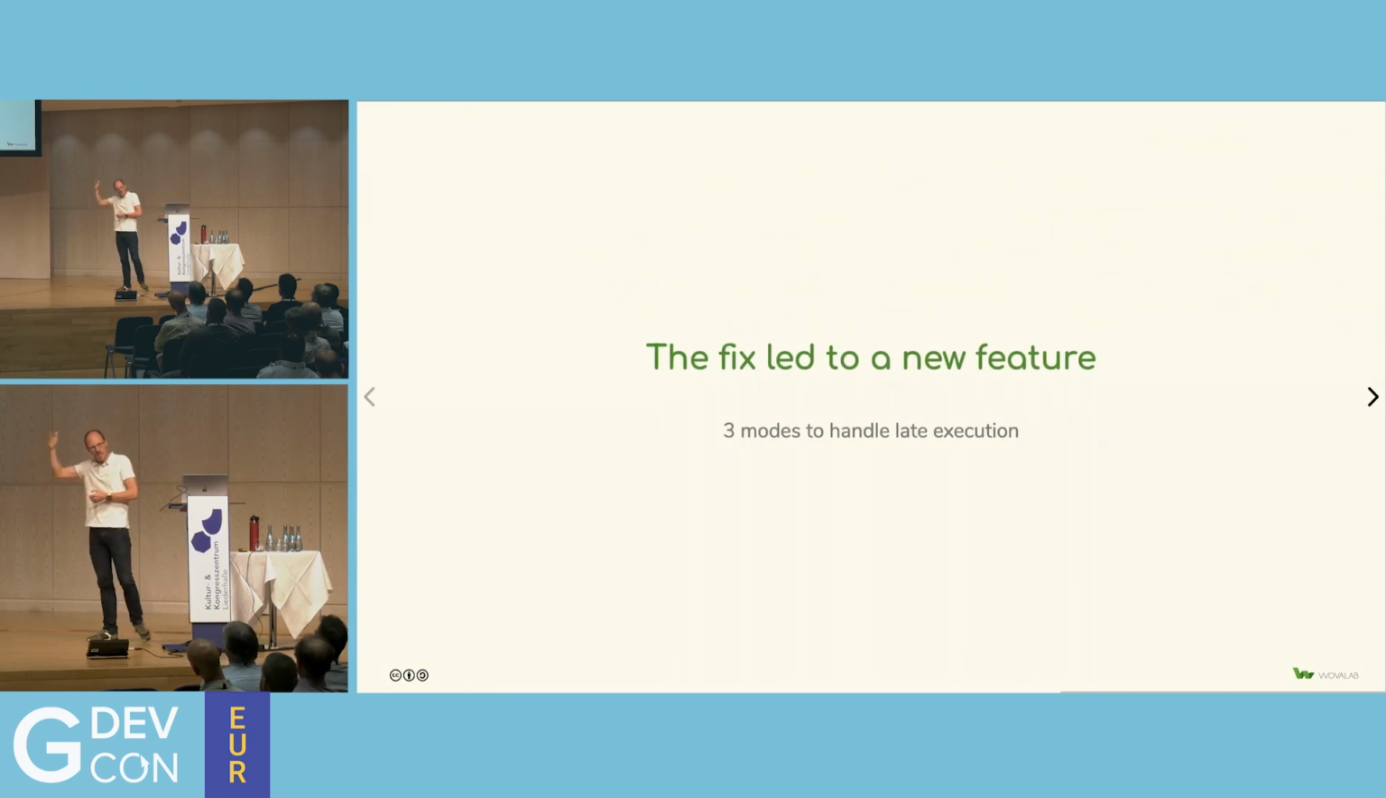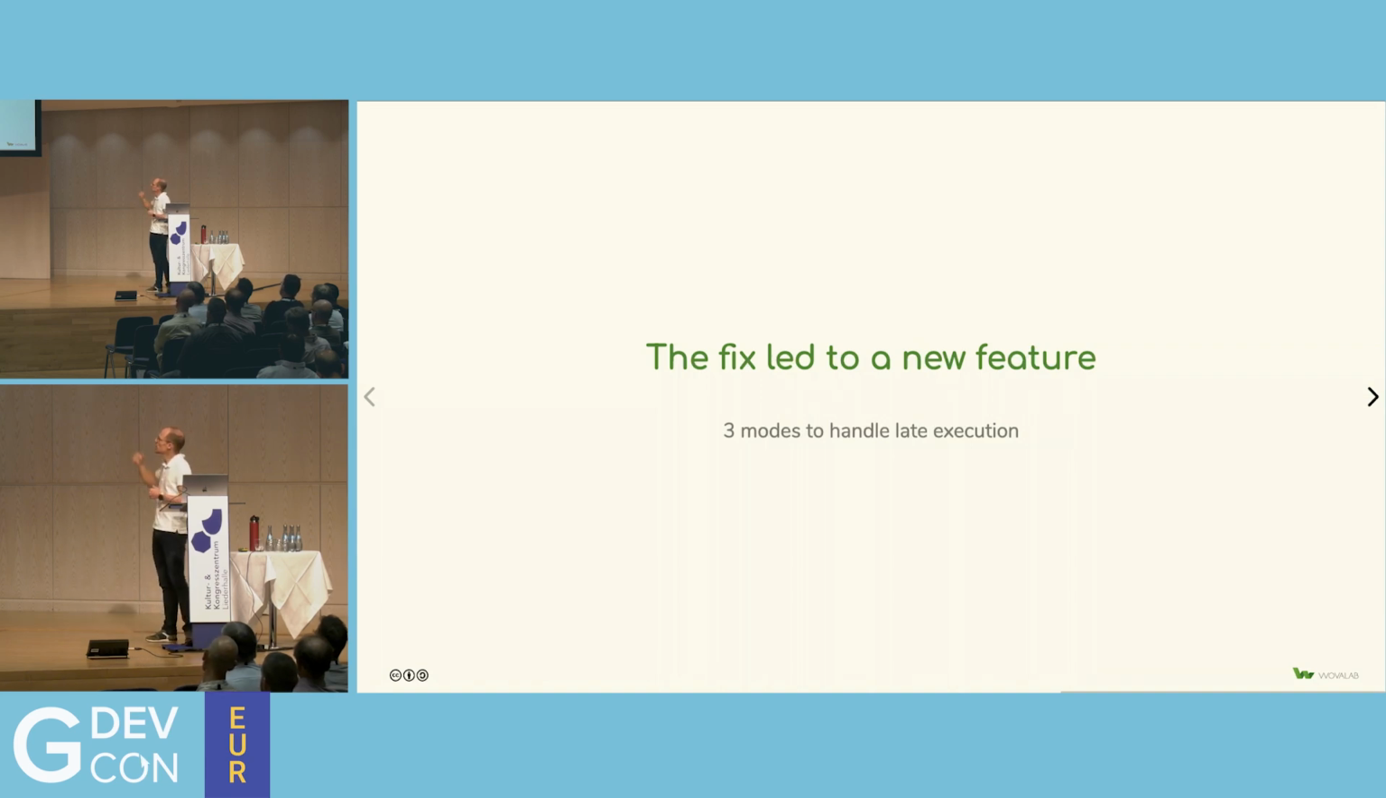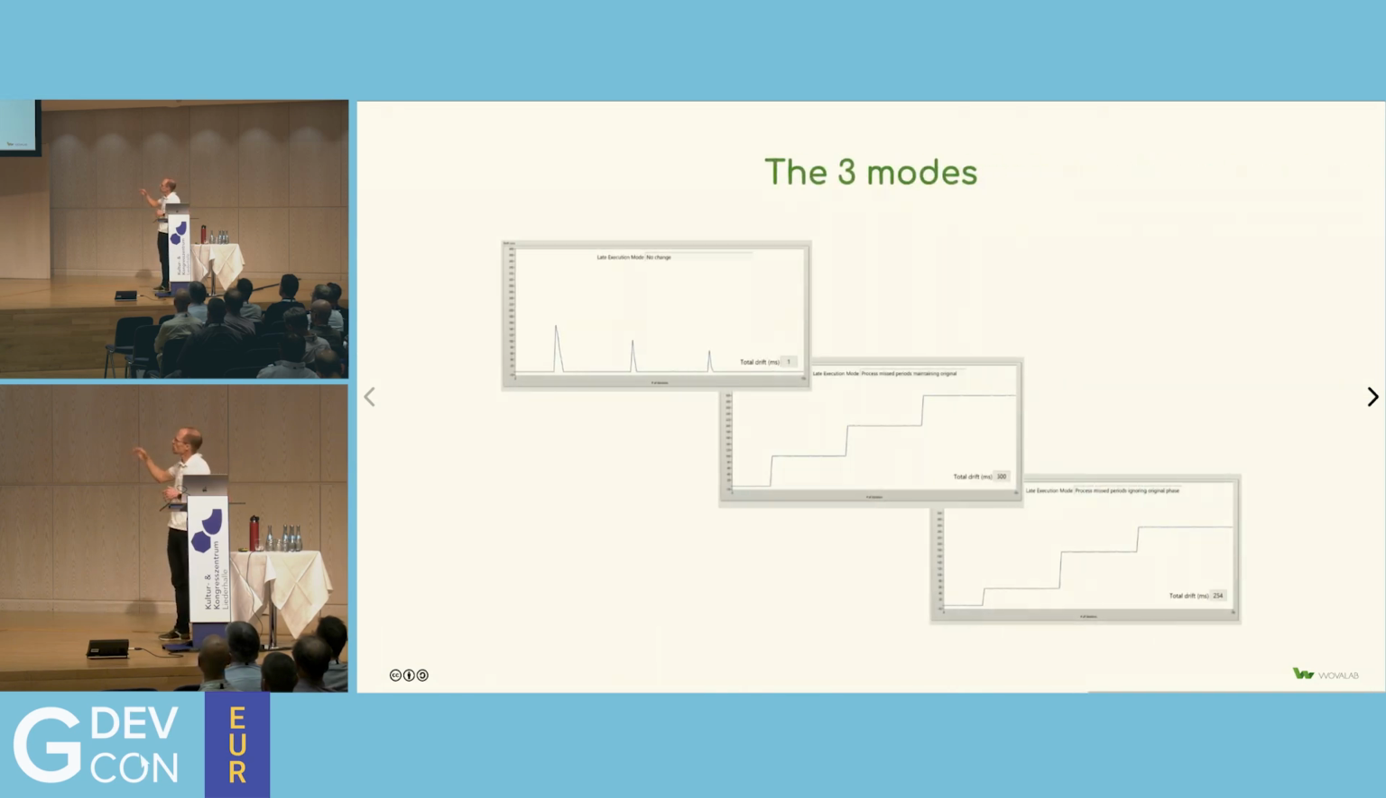But we had discussions about this issue, and it led to a new feature. And now there are 3 modes to handle the late executions. Again, I'm not really going to dive into that too much, but you can see that each graph is representing the same execution with 3 late executions. And you can see the drift measurement, and depending on the mode, the drift is different.